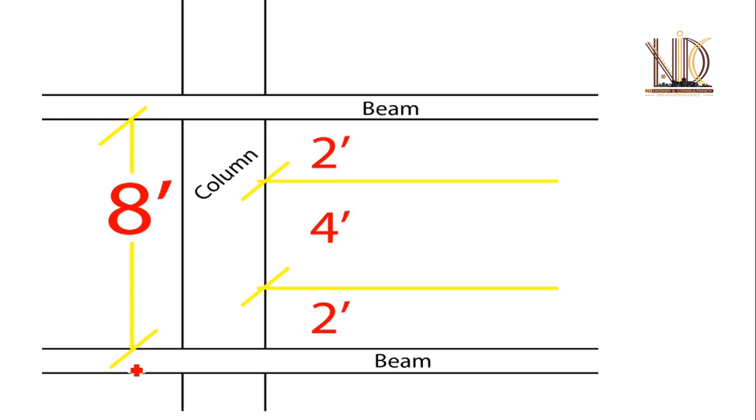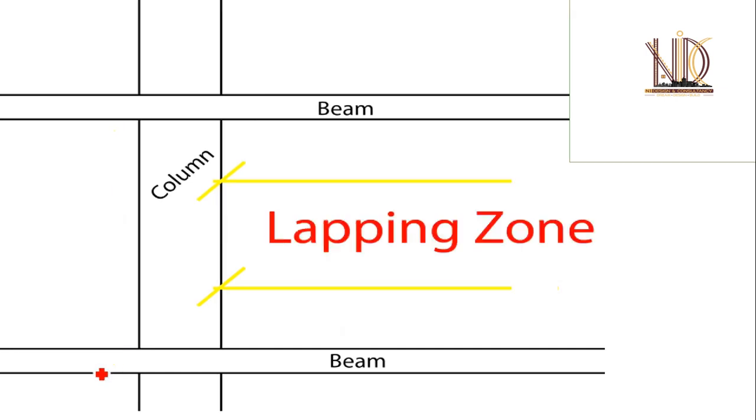Say beam bottom to slab top is 8 feet, then the middle 4 feet is the allowable lapping zone, and near the beam support, 2 feet at the bottom of the beam and 2 feet at the top of the slab is known as the tension zone, or we should avoid that zone for lapping.